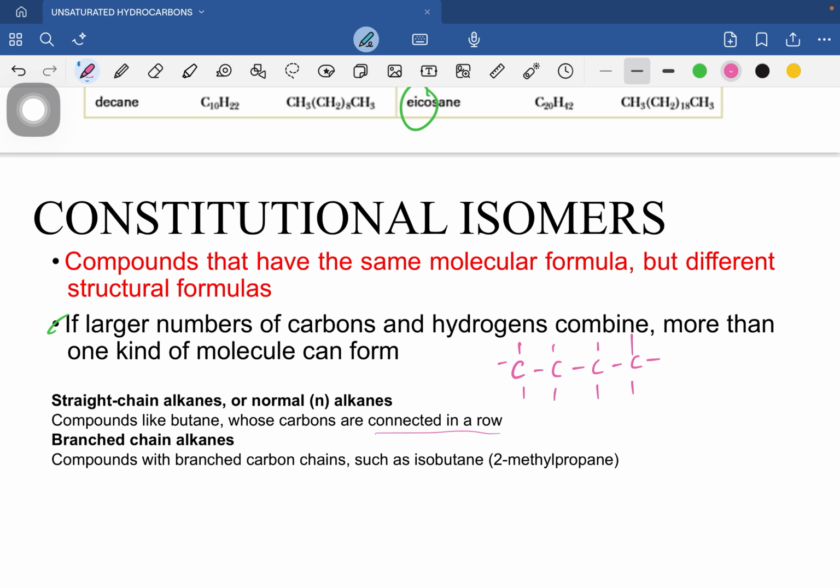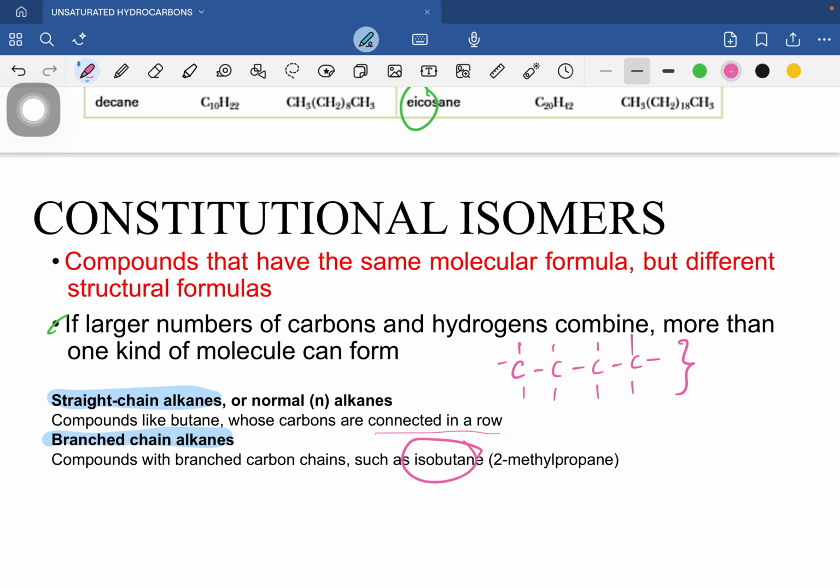Okay, on the other hand, we also have our branch chain alkanes. Sir, what are these branch chain alkanes? Your branch chain alkanes are compounds that have branch carbon chains, such as, for example, isobutane or 2-methyl propane.